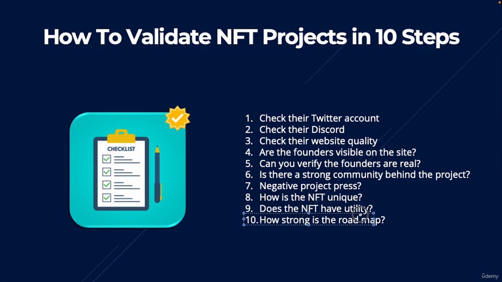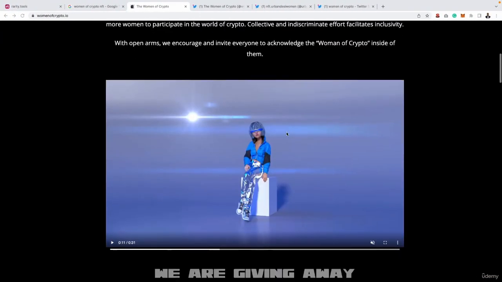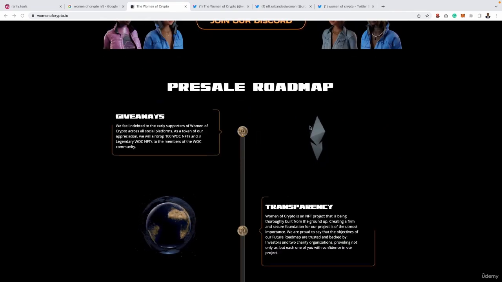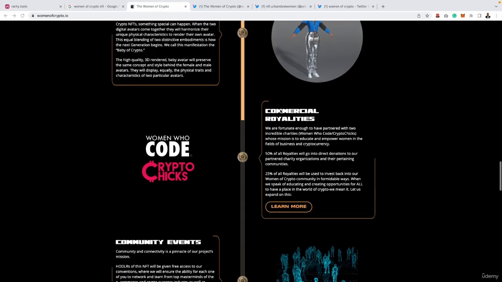Number 10, which is the final thing, which we've pretty much covered already. How strong is the roadmap? Well, we've just gone through that. We can see that, once you get the woman, we get the man, then we get the baby and so on.